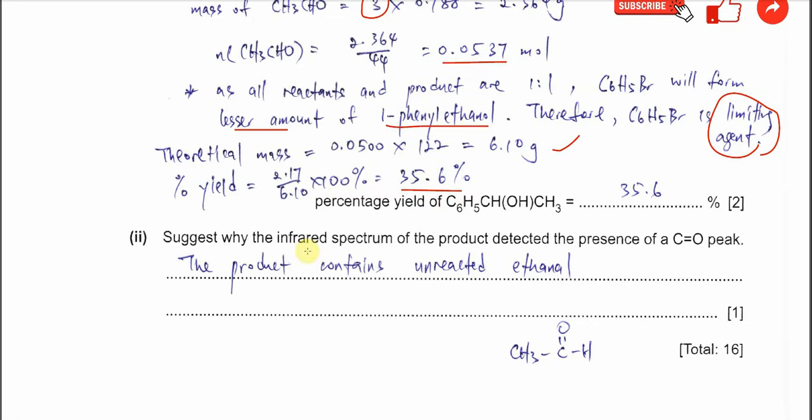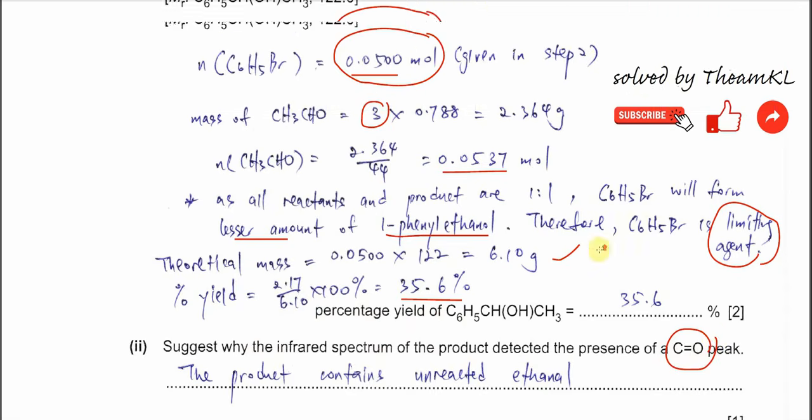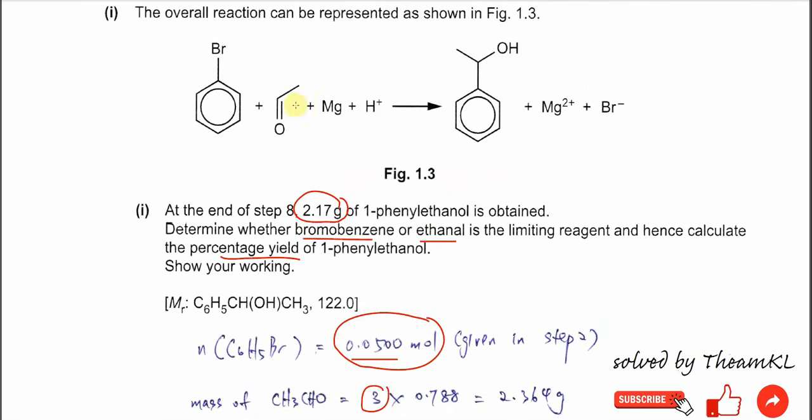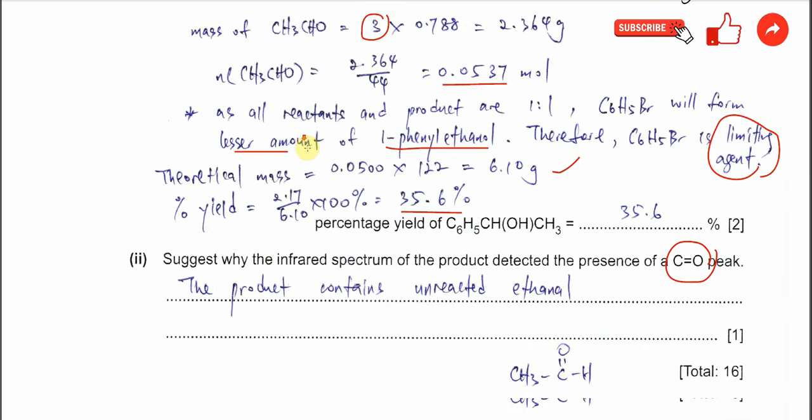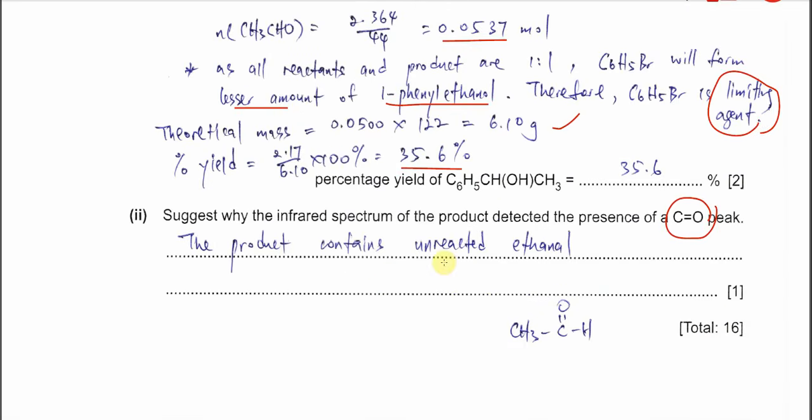Part 2: suggest why the infrared spectrum of the product detected the presence of this carbonyl group. Quite easy, because in the reactants only ethanal has a carbonyl group. So that's why this is the answer. The product contains unreacted ethanal, that's why the IR will give this peak. Okay, that's all. Thank you.